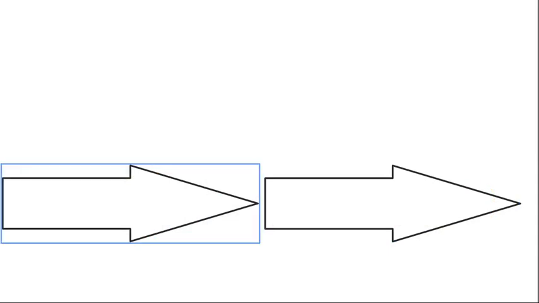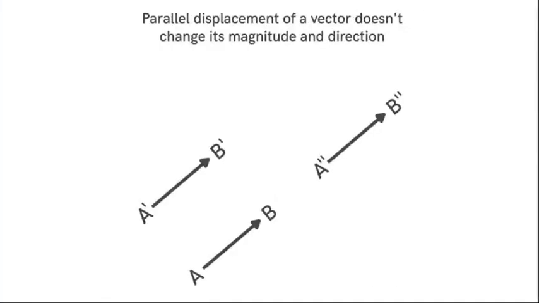Okay, still the vector is the same, it is pointing in the same direction. Why? Because you have just moved the vector in the forward direction. So parallel displacement of the vector doesn't change its magnitude and direction.